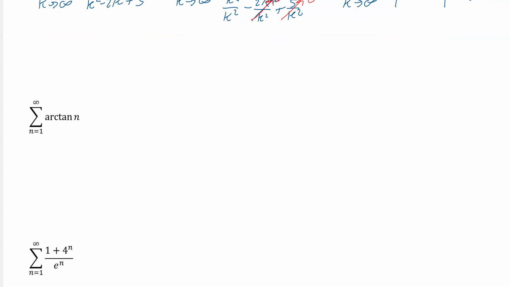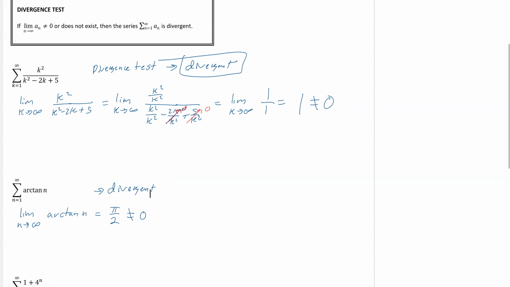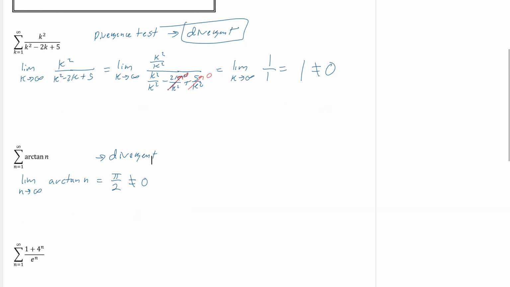So how about arctan then? Well, the limit as n approaches infinity of arctangent, and it wouldn't be k this time, it would be n. Well, we know that that's pi over 2 as n goes to infinity, which again is not 0, so this is divergent. So that's all we're doing here. We're showing that it's not equal to 0 or does not exist, the limit of the sequence itself.